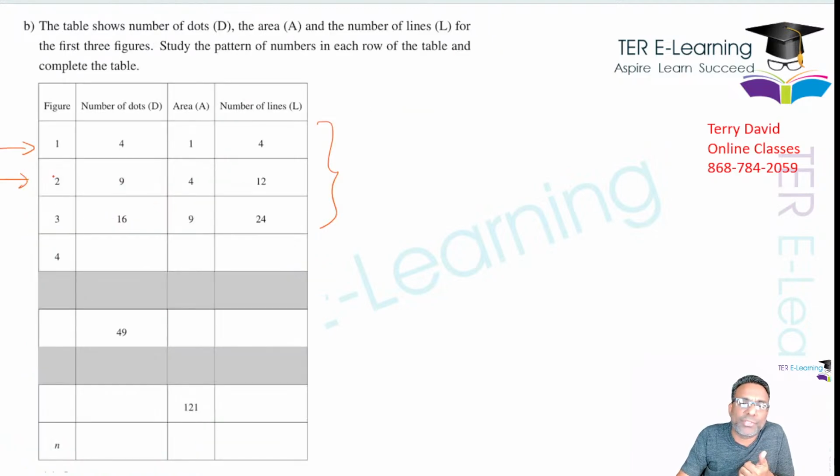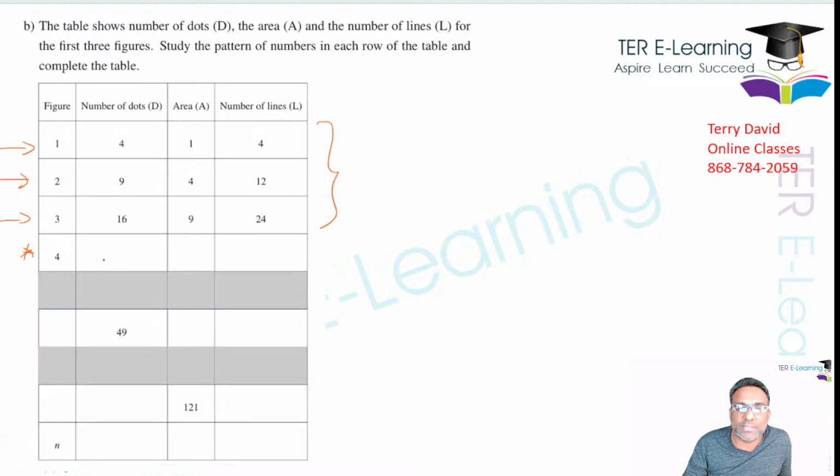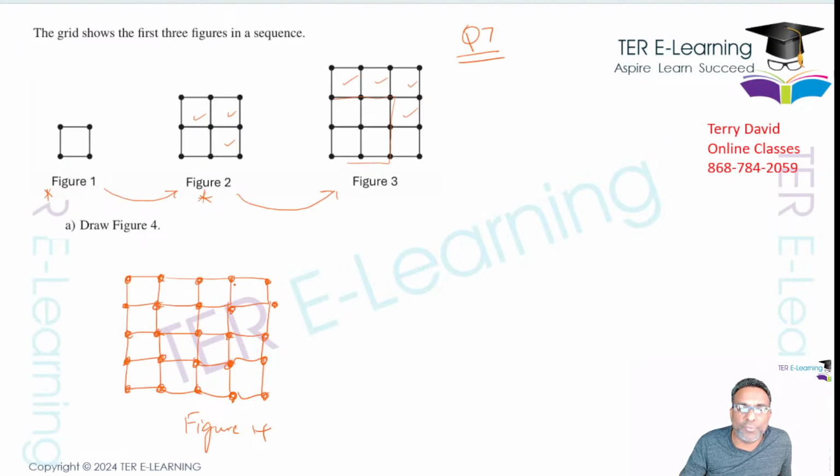Figure 2: number of dots is 9, the area is 4, and the number of lines is 12. So this makes sense. Now, in the fourth figure, what some students don't realize is that when you draw the fourth figure, you get the information from the diagram itself. Number of dots: 1, 2, 3, 4, 5. So you have five rows here. 5 by 5, you have 25 dots in total. You can count it or you can calculate it. On this diagram, I have 25 dots.